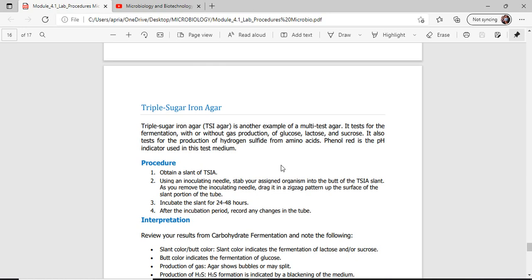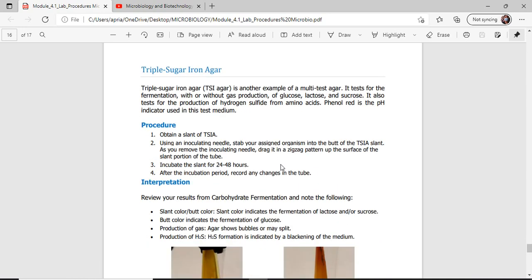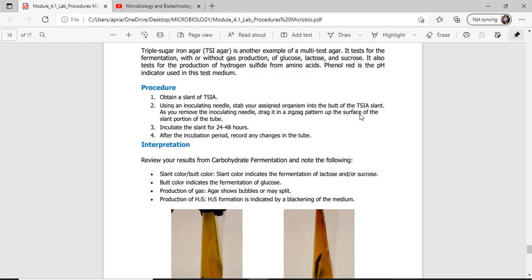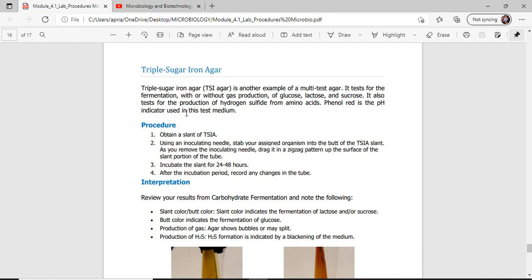Okay, you have here the phenol red is the pH indicator used in this test medium. Okay, so this is quite complex naman because you can test here the fermenting if ang imong microorganism is a fermenter or not. Okay, if either may gas formation or wala, and what type of sugar does it use. Okay, now here ang procedure.